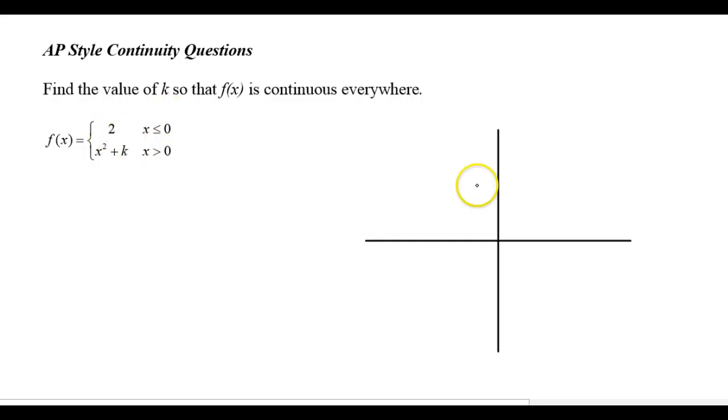So 2 is a really nice, easy function to draw, just a horizontal line at 2 for x values less than or equal to 0. So 0 on the x-axis, less than or equal to, meaning that I need a filled-in circle at that location. So here is my first piece of the piecewise function.